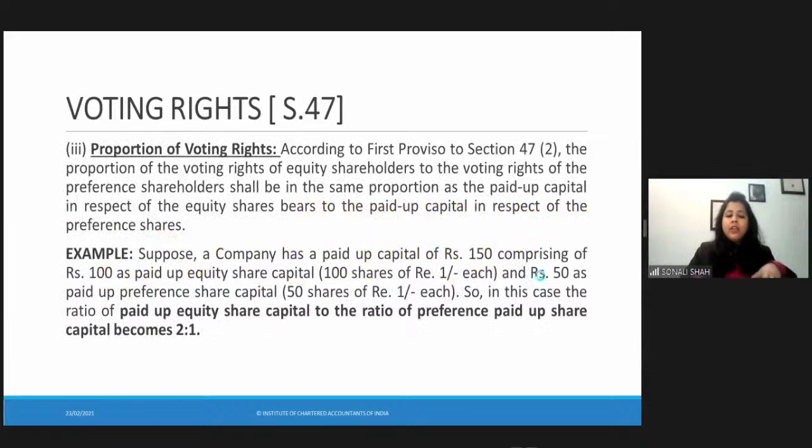So we know that the proportion of voting rights of a preference shareholder is in the proportion as to the paid up capital in respect of equity shares. I will explain this to you through this example of proportion of voting right. So have a look here. Suppose a company, please pay attention to this example. You will be able to understand the concept of proportion of voting rights.